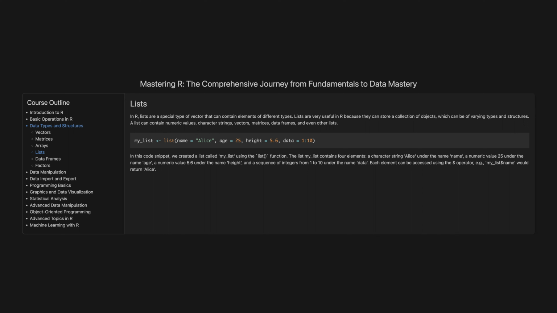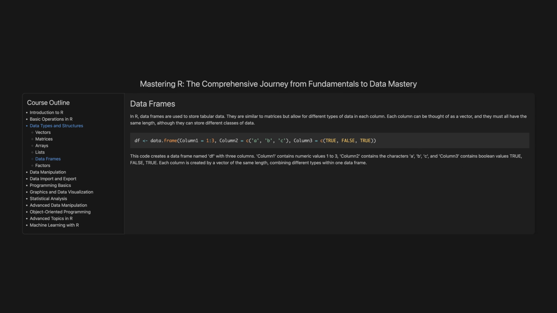In this code snippet, we created a list called myList using the list function. The list myList contains 4 elements: a character string "Alice" under the name name, a numeric value 25 under the name age, a numeric value 5.6 under the name height, and a sequence of integers from 1 to 10 under the name data. Each element can be accessed using the $ operator, e.g., myList$name would return "Alice".